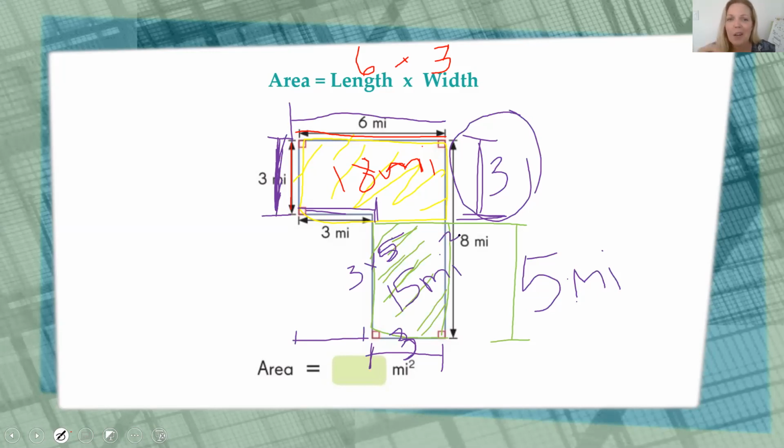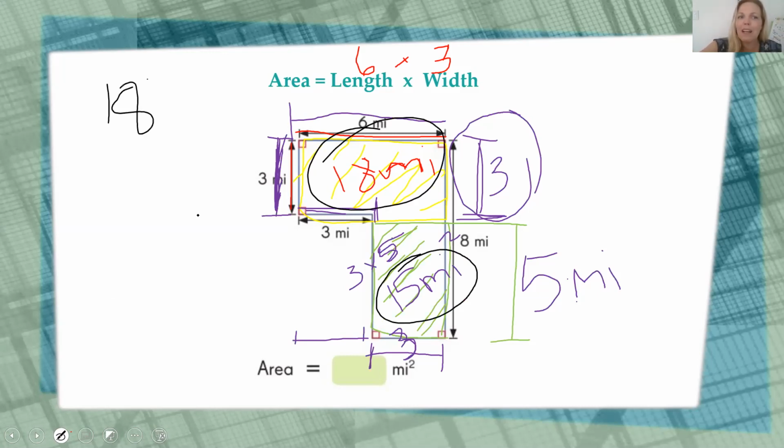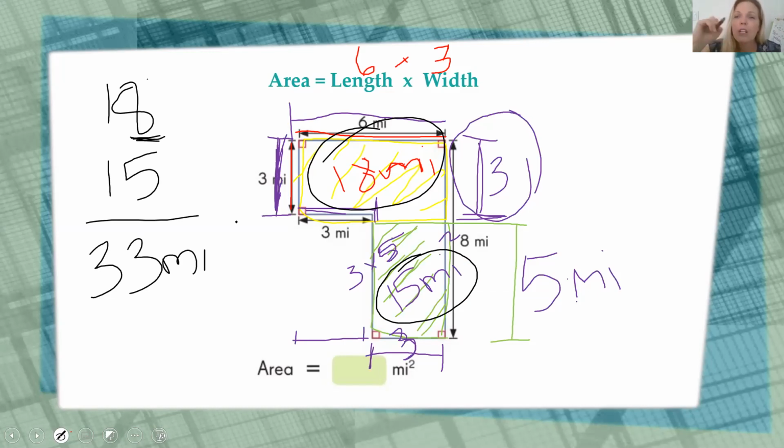We're not quite done yet. My last step is to add the green rectangle together with the yellow rectangle. That would be 18 miles squared plus 15 miles squared. If I do my mental math, I know that 15 plus 15 is 30. That's easy math. Then I just have the 3 from the ones column to add in, so that gives me 33 miles squared. Don't forget the 2 as the exponent.